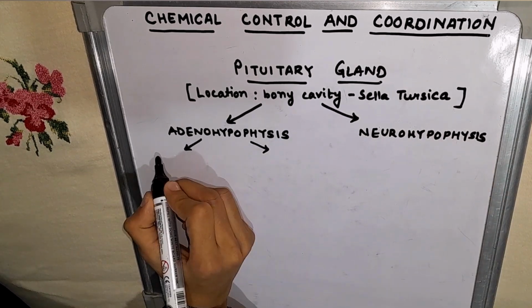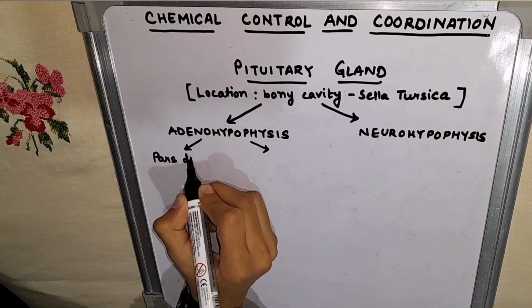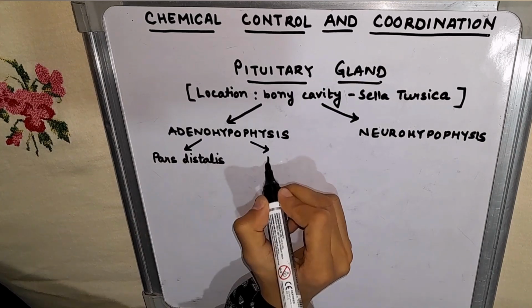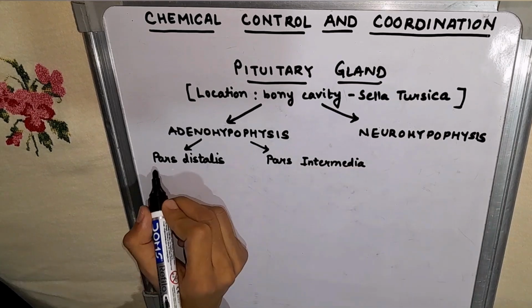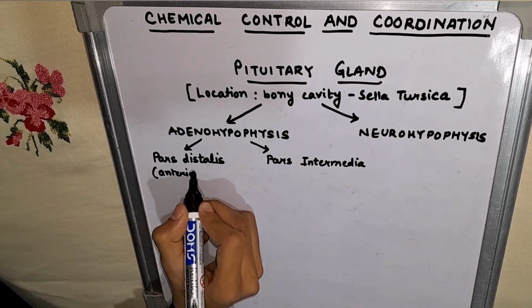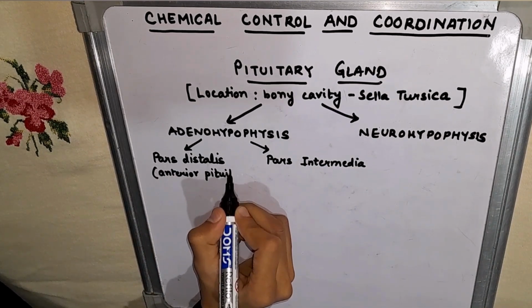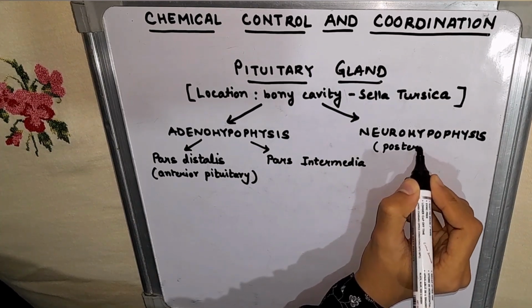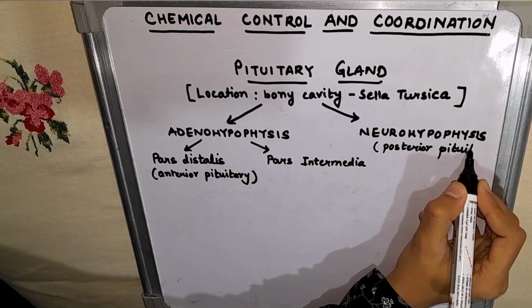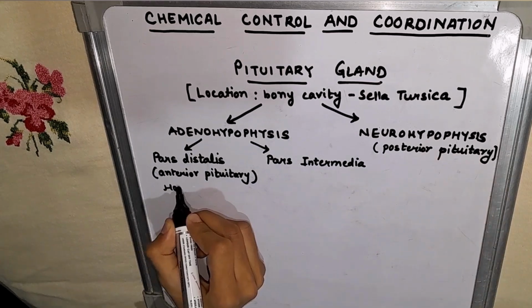This adenohypophysis is further categorized into pars distalis and pars intermedia. Now the pars distalis is called the anterior pituitary. I have made a tabular form which is very easy to understand. This neurohypophysis is called the posterior pituitary.